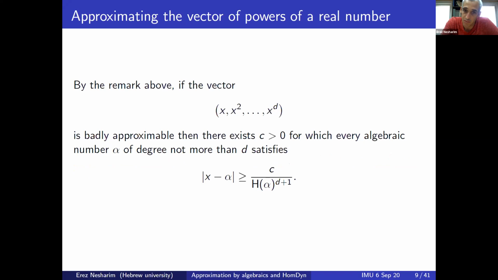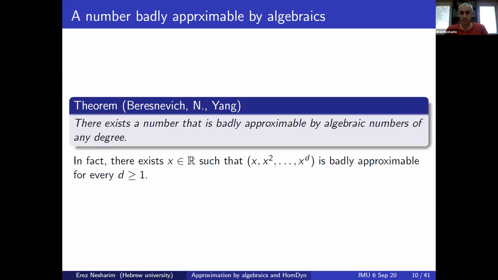So what we proved is that there exists a number such that it is badly approximable by algebraic numbers of any degree. Really, we proved it using the approximations of the vectors of powers of the number. So really, we proved that there exists a number such that all those vectors for every d are badly approximable.